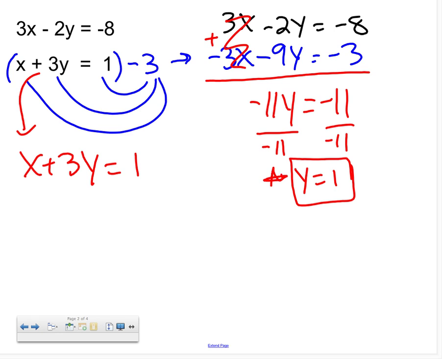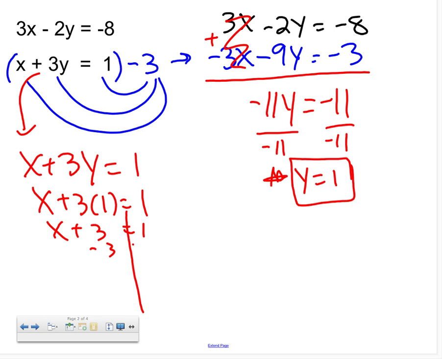Y is 1. So instead of writing 3 times y, I'm going to say 3 times 1, because I already know what y is. That's the whole point of what I did before, is so that I can figure one of them out. Now it's just solving an equation. X plus 3 equals 1, minus 3, x equals negative 2. So my final answer, all in all, will be negative 2, comma 1.